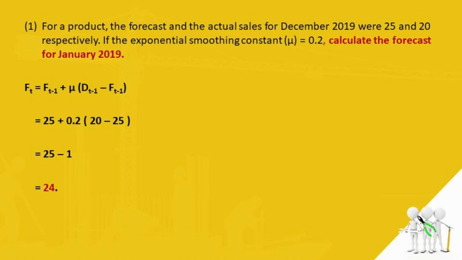So by putting all these values here, Ft is the required forecasting for the month of January 2020. Ft minus 1 is given as 25 and dt minus 1 is given as 20, and the exponential smoothing constant mu is given as 0.2. Putting all these values together, we get the forecasting for the month of January 2020 as 24. Next question.